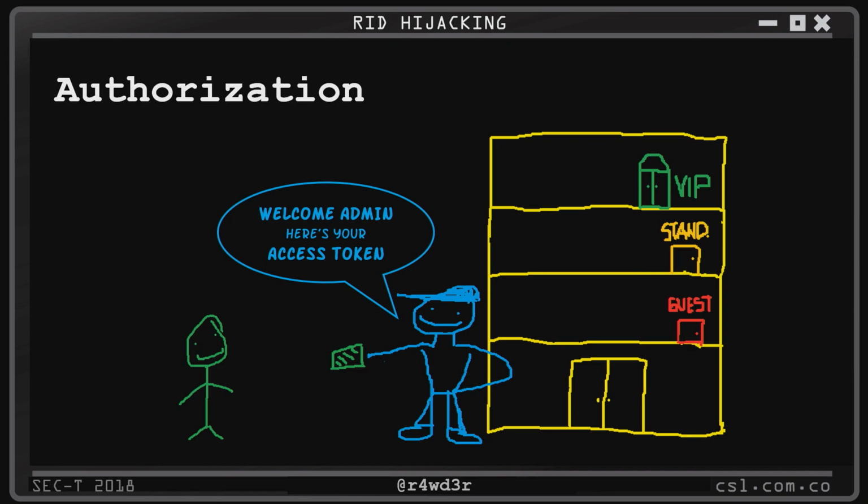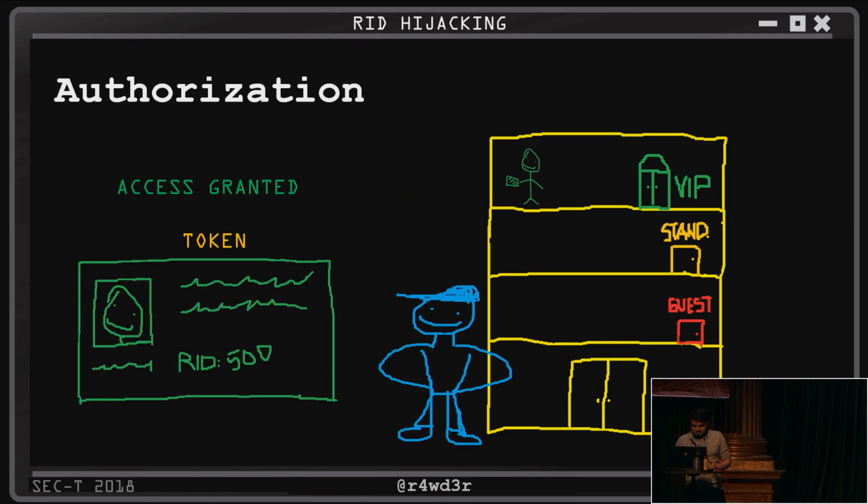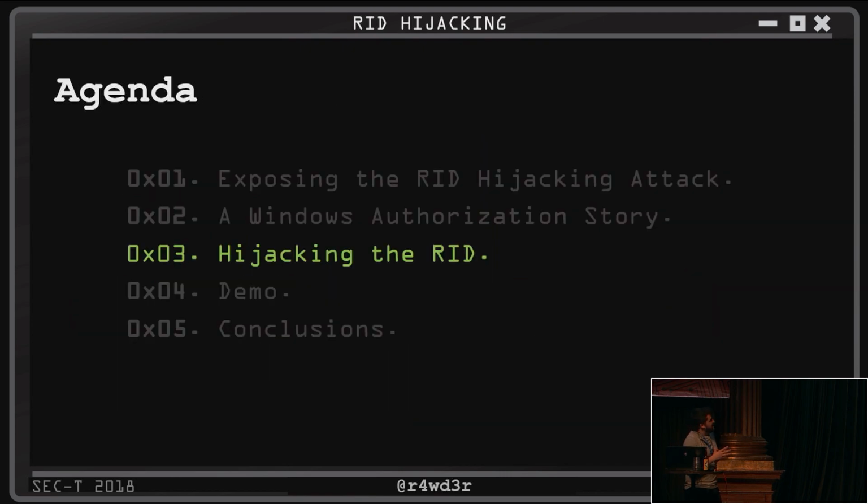Then LSASS provides the access token to the user session, allowing it access. OK, so now we can get to the VIP zone and move around inside the building. So now that we went through the Windows standard logon process, let's take a look at the thing that we are interested in. Where in the process is something exploitable?